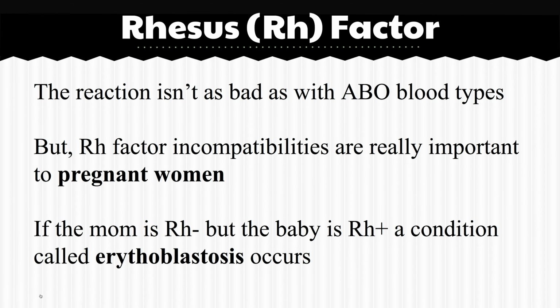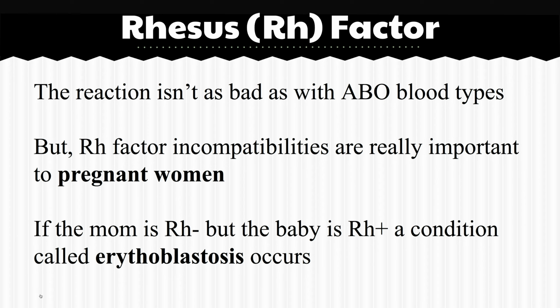The reaction isn't as bad as it is with the ABO blood types. If you get the wrong blood type, we talked about how it can kill you almost instantly. If you get the wrong rhesus factor, it will usually just cause problems and can get figured out. The biggest place where Rh factor incompatibilities are really important is to pregnant women.